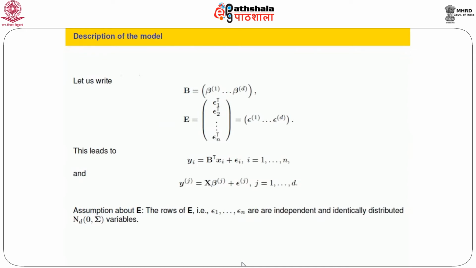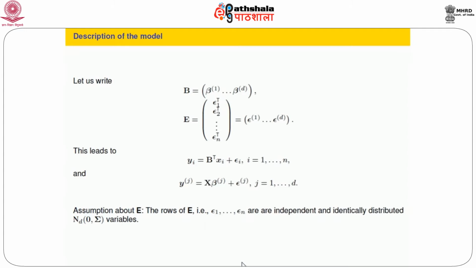Then from Y = XB + E, we get this B transpose x_i. Just notice that this is exactly the same kind of linear model that we have seen in the univariate linear model. So y_i = b transpose x_i + epsilon_i, and y^(j) = X beta_j + epsilon^(j) for j from 1 through d. And the assumption about E is that the rows of E, that is epsilon_1 to epsilon_n, are IID multivariate normal variables, normal_d(0, Sigma).